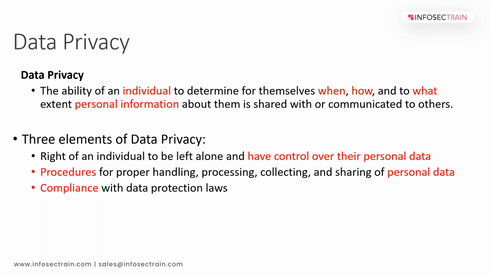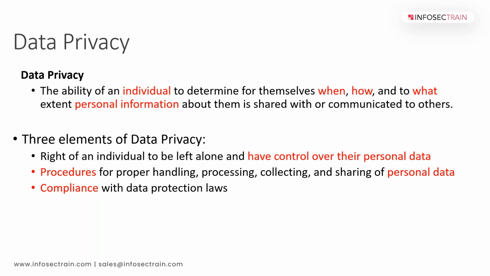But when we talk about personal information, that is going to have special meaning, because it is related to my own thing. So I should be in a position to make a decision on that. That is where data privacy comes in. The three elements of data privacy: the right of an individual to be left alone. The individual should have the right to control his personal data. That is number one. Second, you need to ensure that the personal data is protected.